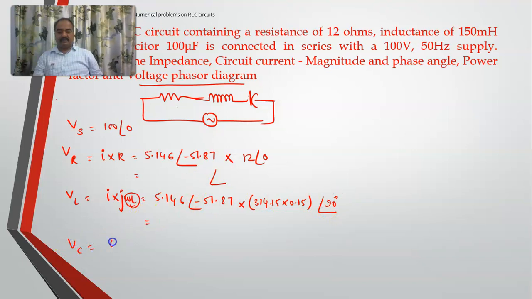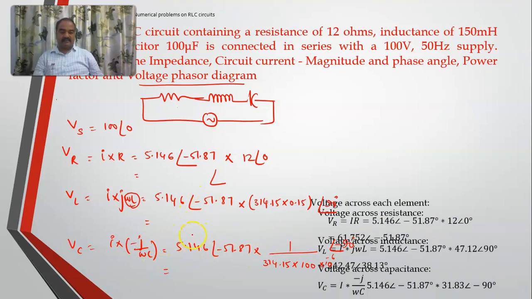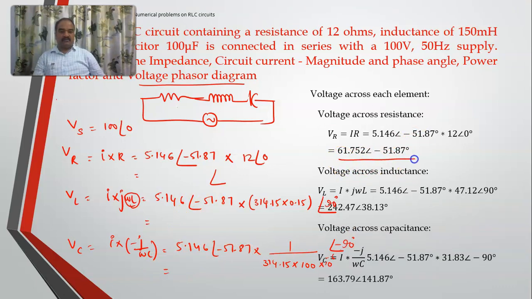Next is VC. It is I into minus j by omega C. This is my current, and this is 1 by 314.15 into 100 into 10 to the power of minus 6. Since it is minus j, the angle will be minus 90. So I'll get the values if I calculate these. This is my voltage across resistance, this is across my inductance, and this is across my capacitance.